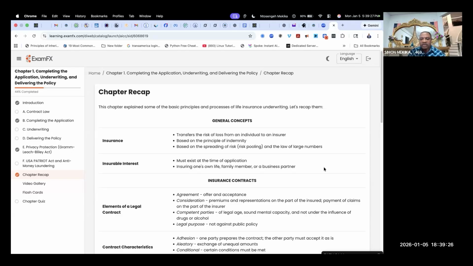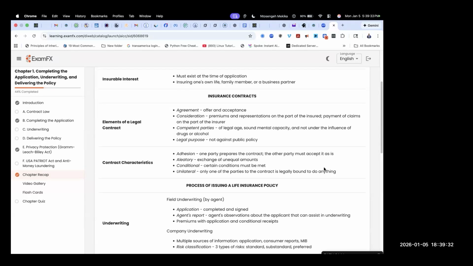Let's go, brother. Insurance contract. Elements of a legal contract. 1. Agreement, offer and acceptance. 2. Consideration, premiums and representations on the part of the insured, payment of claims on the part of the insurer. 3. Competent parties of legal age, sound mental capacity, and not under the influence of drugs or alcohol. Number 4, legal purpose, not against public policy.